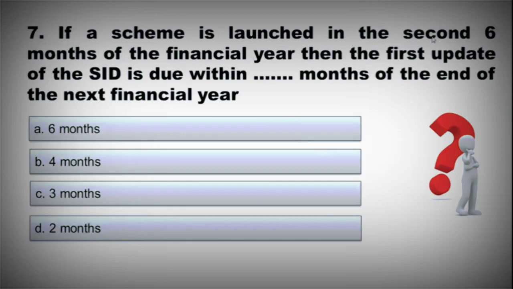If a scheme is launched in the second 6 months of the financial year, then the first update of the SID is due within dash months of the end of the next financial year. A, 6 months, B, 4 months, C, 3 months, D, 2 months. And the correct option is option C, 3 months.